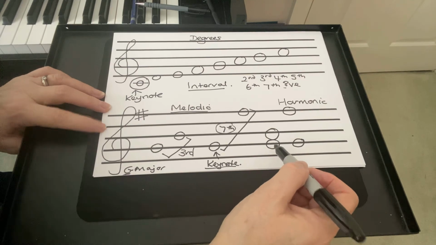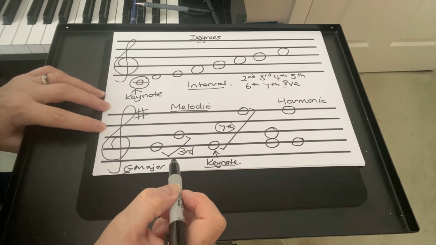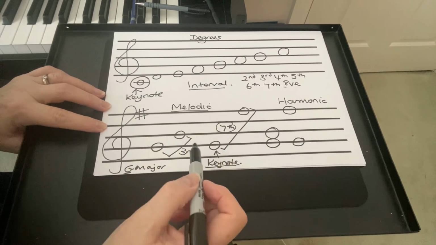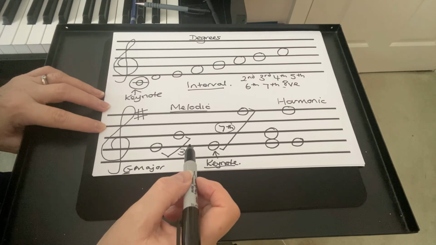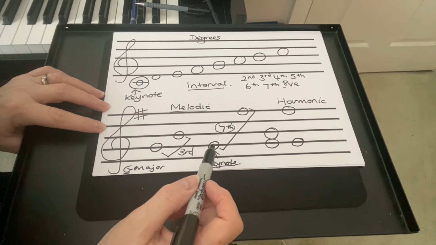Okay, so hopefully I've given you quite a thorough explanation there of degrees of the scale and intervals, so that you can then hopefully complete the 2 pages, page 20 and 21 in your book, and ask somebody to scan them over to me so I can mark them for you. Okay.